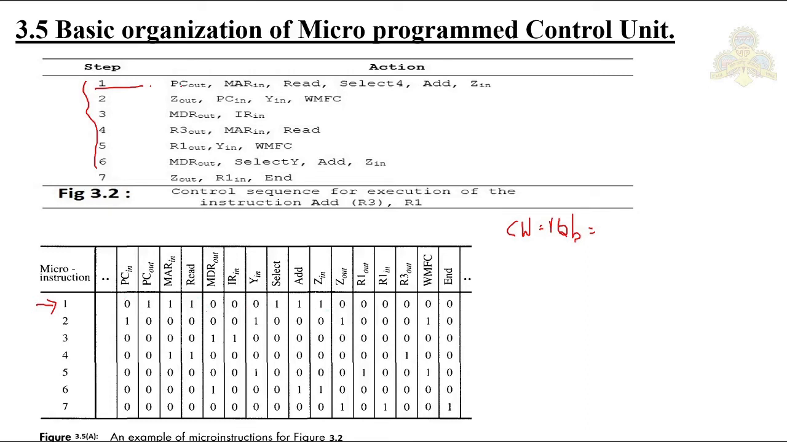So PC out, which we have here, would be represented as 1. MAR in is represented as 1. Again, PC out is represented as 1, which means PC in should be 0. MAR in is 1, which means MAR out should be 0.